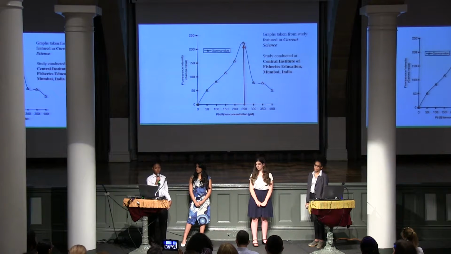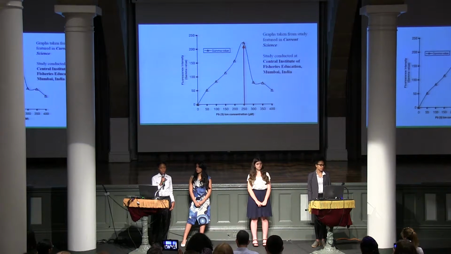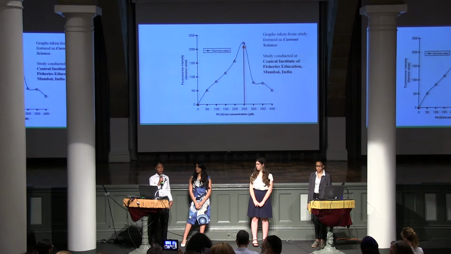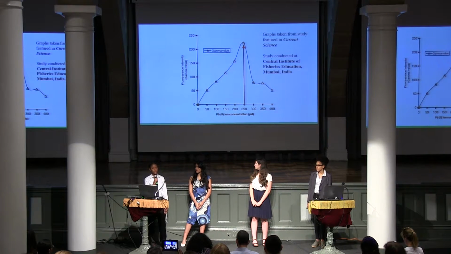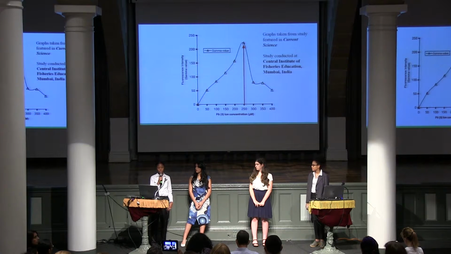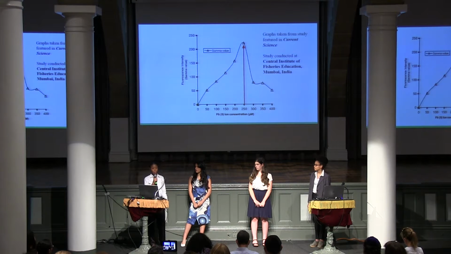So as you can see, when we reach 250 micromolar Pb2+ ion concentration, we reach the highest fluorescent intensity, which is at 200 gamma value. After, you see a major decrease in the fluorescent intensity due to the fact that the bacteria can no longer tolerate any more Pb2+ ion concentration past 250 micromolar. Also in the same study, but not shown on the graph, the GFP is at its most intense at 12 hours.